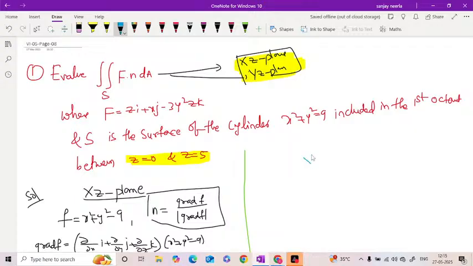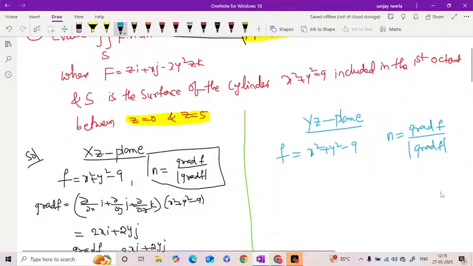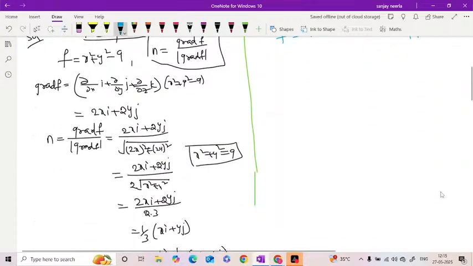XZ plane is over. Suppose we take the YZ plane. Now what are the expected results? Here we take f equal to x square plus y square minus z. Again we have to compute the unit normal vector, that is the gradient of f by its norm, and the gradient of f is the same.